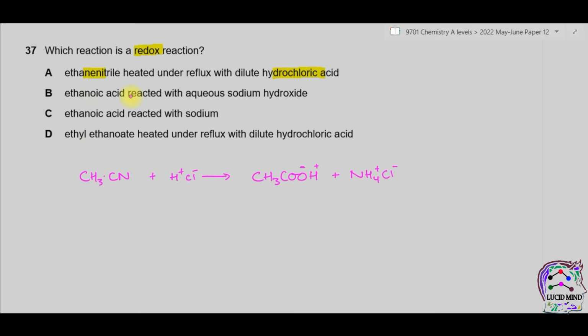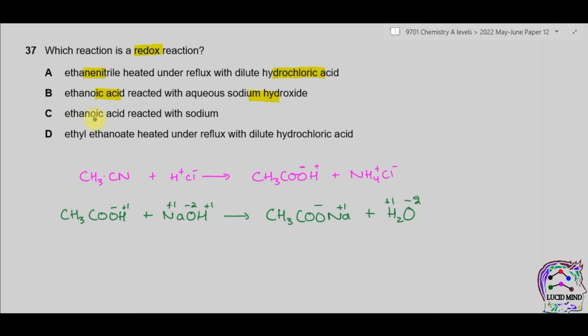We have ethanoic acid, which is a 2 carbon carboxylic acid, reacted with sodium hydroxide. So this one is a neutralization reaction. So ethanoic acid is CH3COOH, NaOH. So it will form a salt, CH3COONa, along with water. Oxidation state of oxygen is still -2. COO is -1. Sodium is +1. So it is also not a redox.